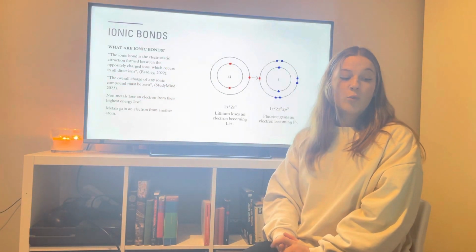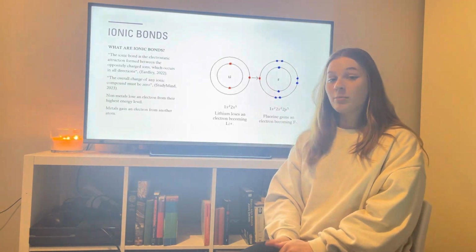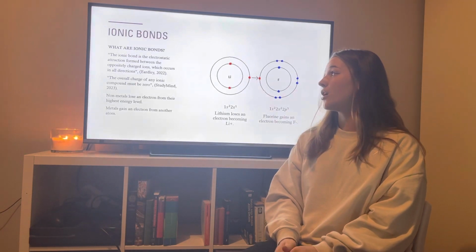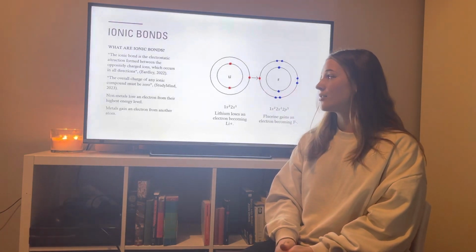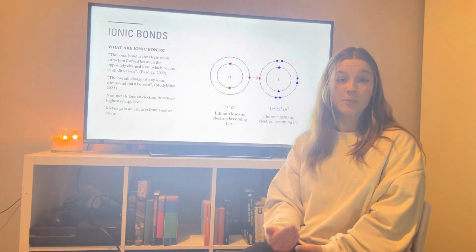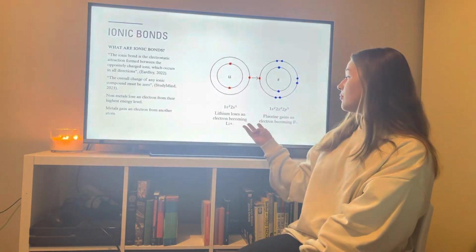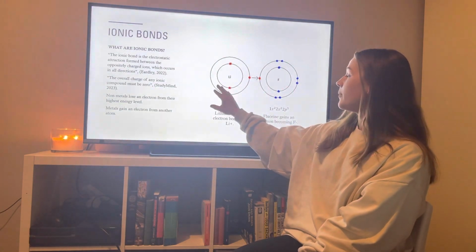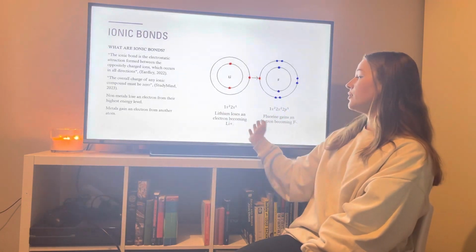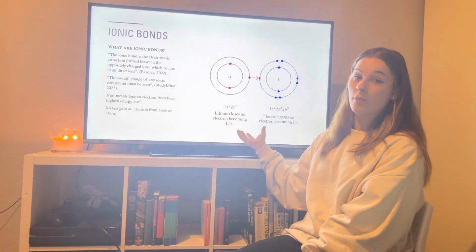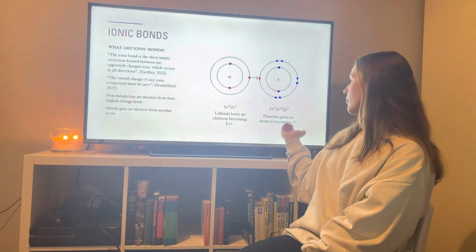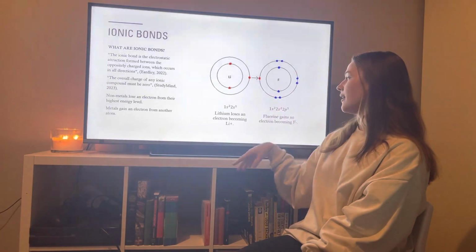Ionic bonds. What are ionic bonds? The ionic bond is the electrostatic attraction formed between oppositely charged ions, which occurs in all directions. The overall charge of any ionic compound must be zero. In this example, we have lithium forming an ionic bond with fluorine. Here, lithium loses an electron, becoming lithium plus. As it's lost one, it's become positive, and fluorine becomes negative as it's gained one.